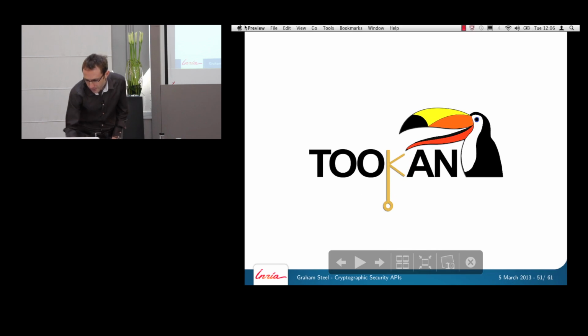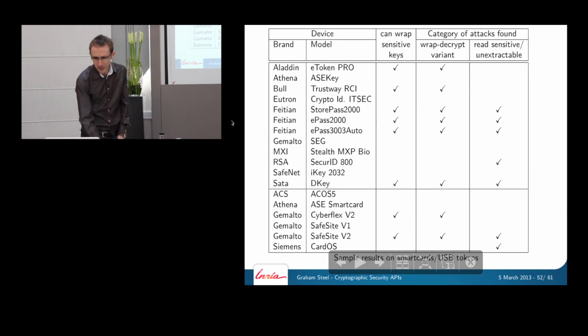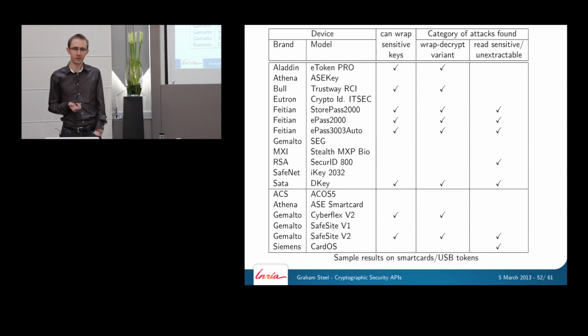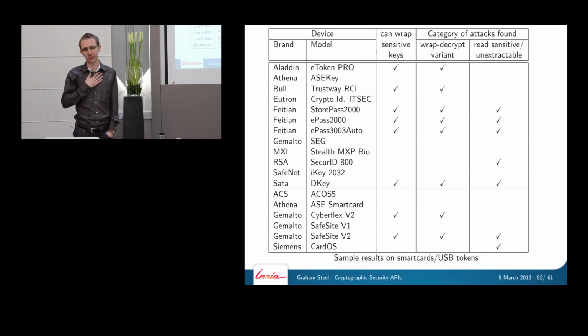All right, so what happens when we use Tookan? We did a case study with Tookan on a bunch of smart cards and USB authentication tokens. And here's a summary of some of the results in a little table. So everything in the top half is a smart card, is that right? No, everything in the top half is a USB token, and these things are all smart cards.